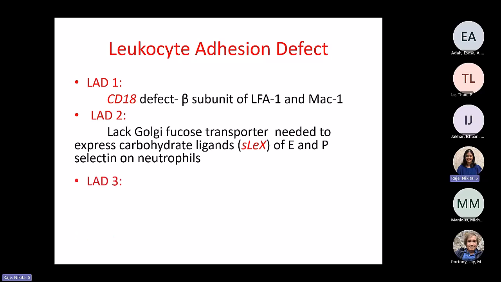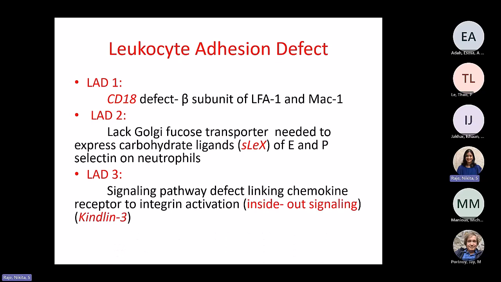What's LAD type 3? It's the inside-out signaling affected. Yeah, inside-out signaling is affected, which means chemokine binding to its receptor and that interaction leading to improved affinity of integrin. That's inside-out signaling, and if that's affected because of a gene defect in something called kindlin 3, that causes adhesion defect type 3.